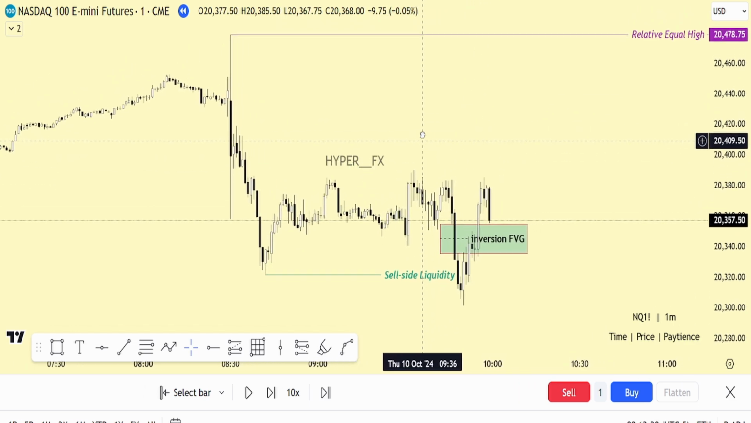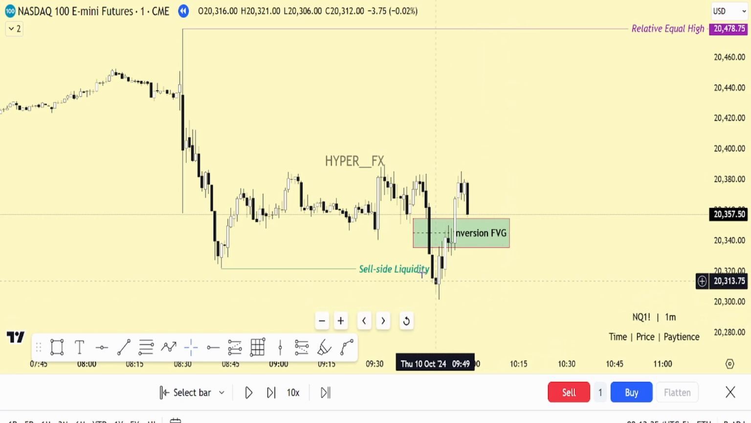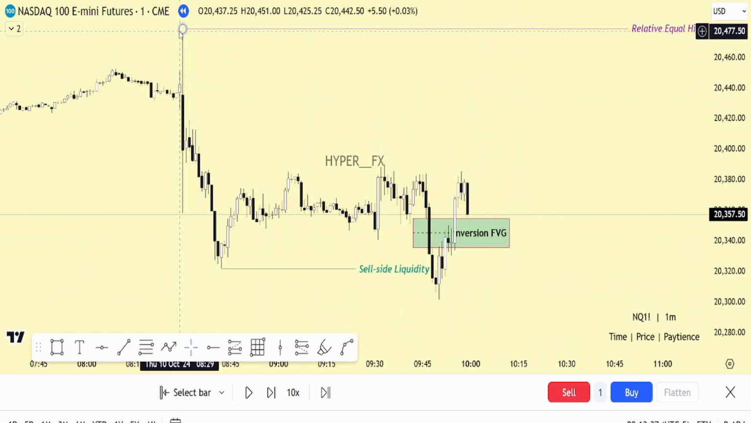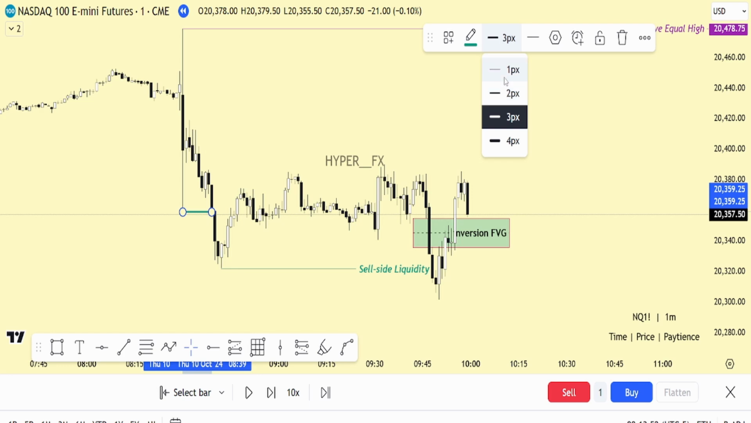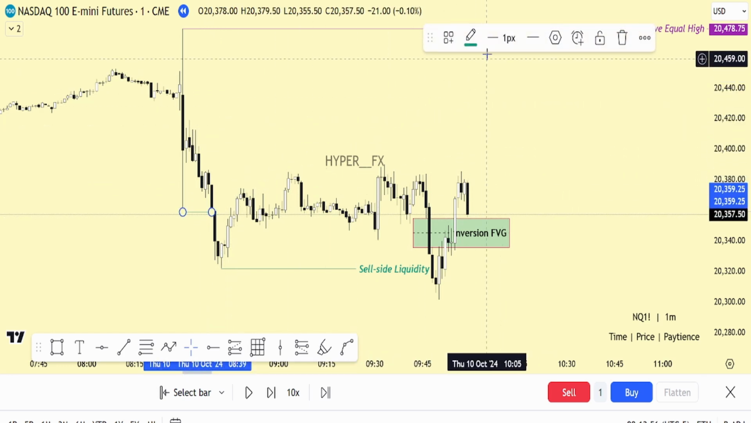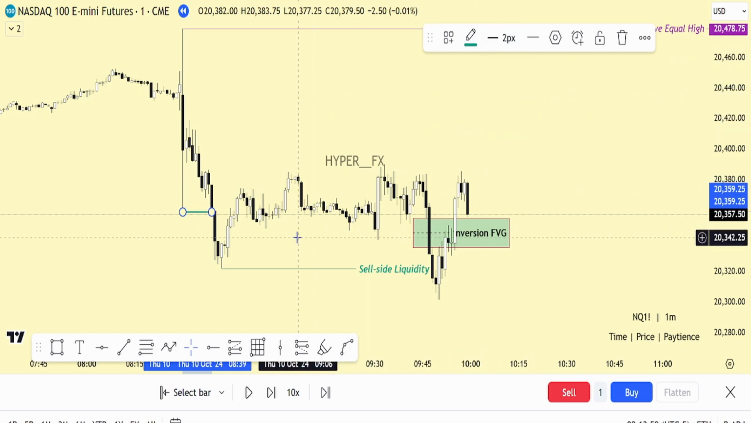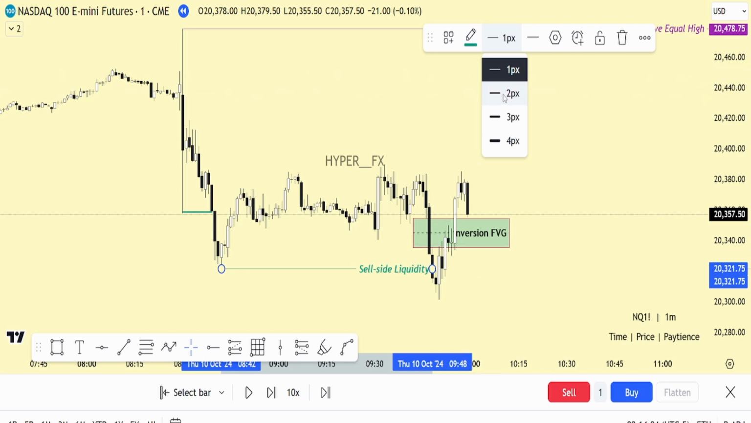Looking at this range, we can see that there is a high here and there was a low here. I'm quickly going to mark this one out. Let me use 2px for this, and also 2px for this so that it can be clear to you.